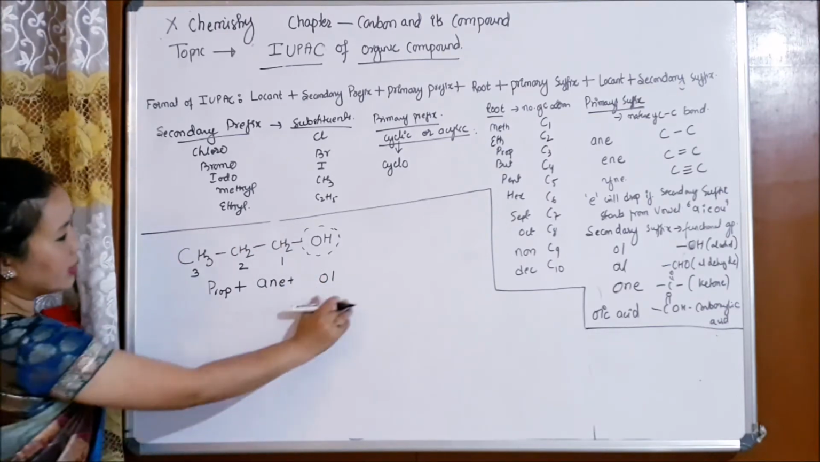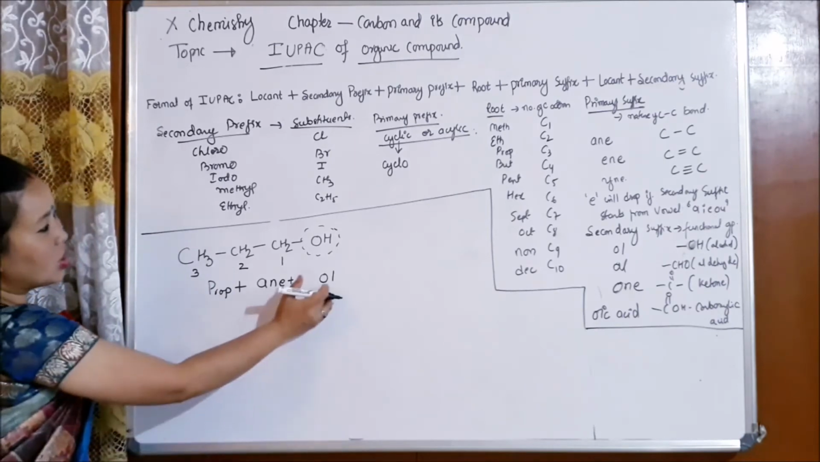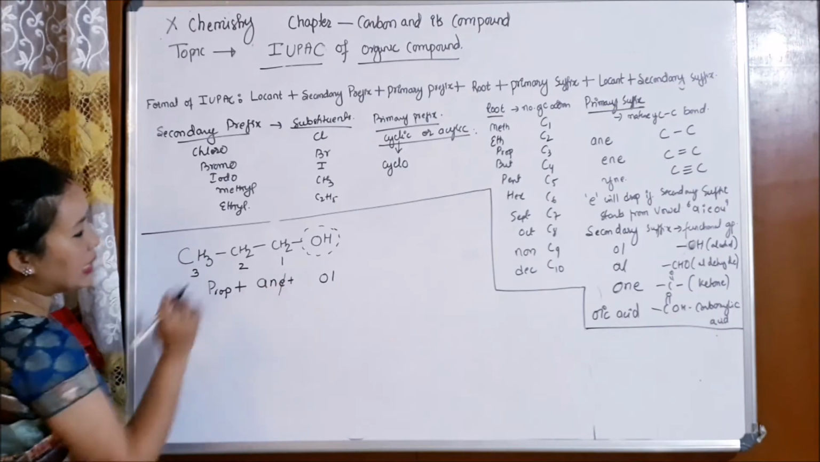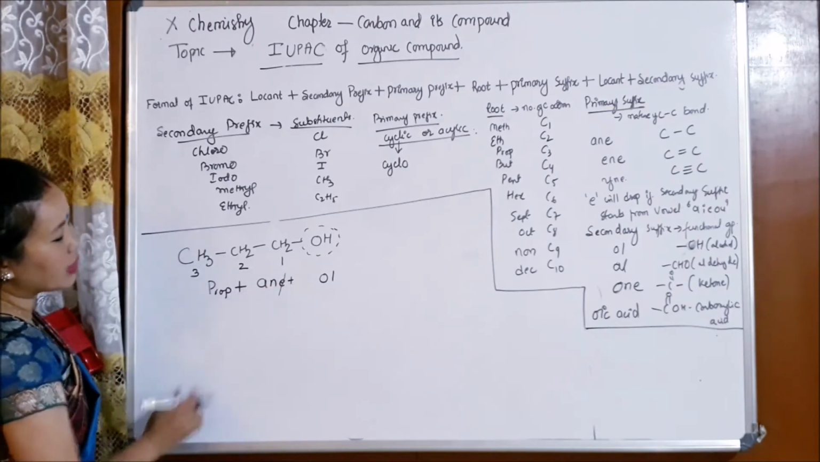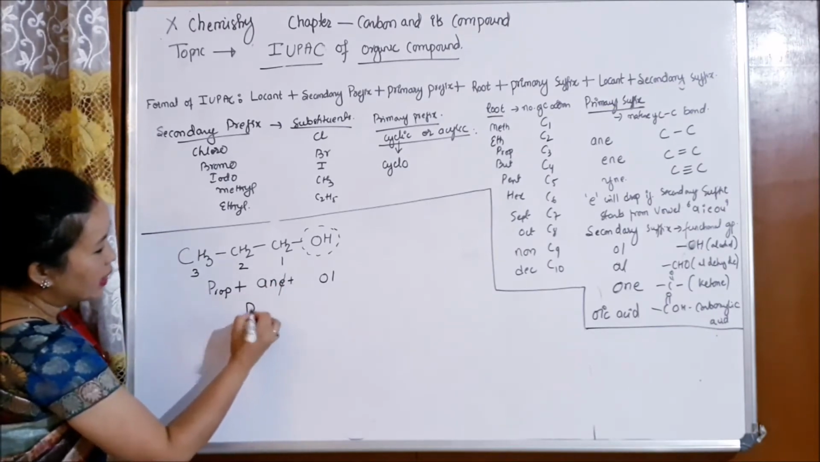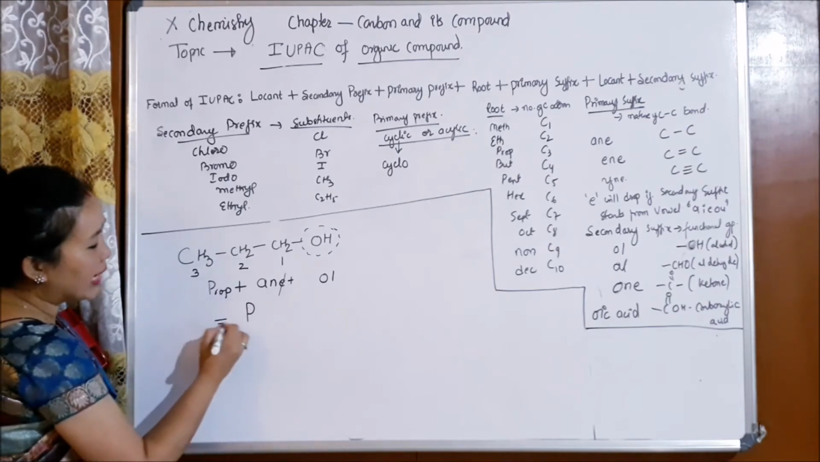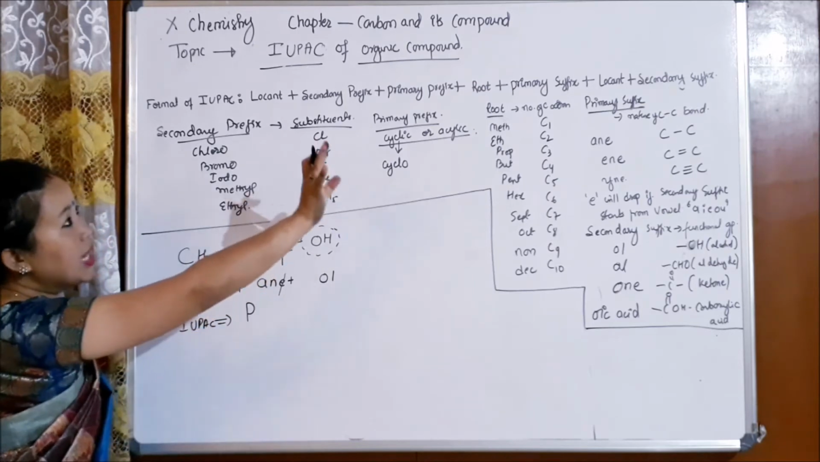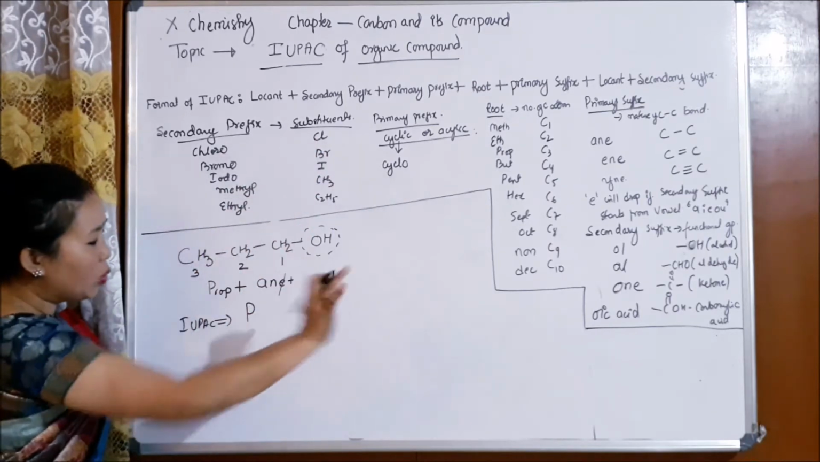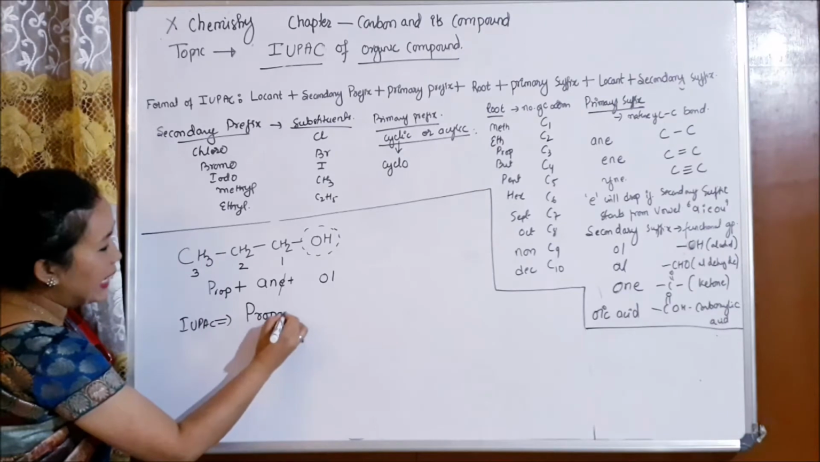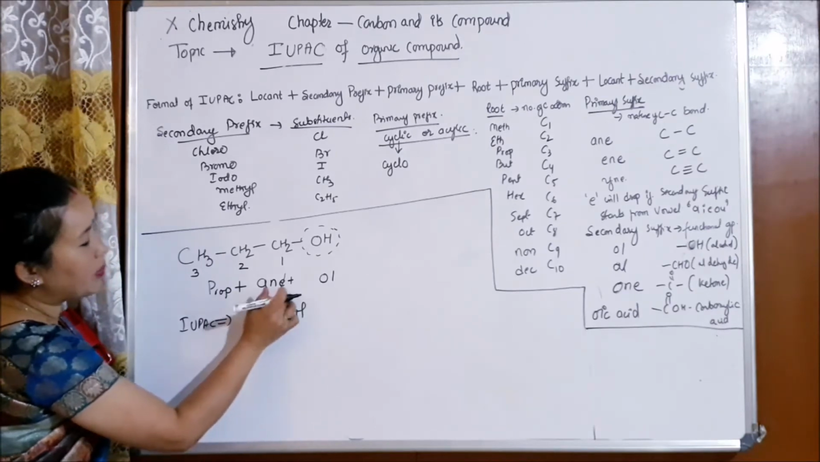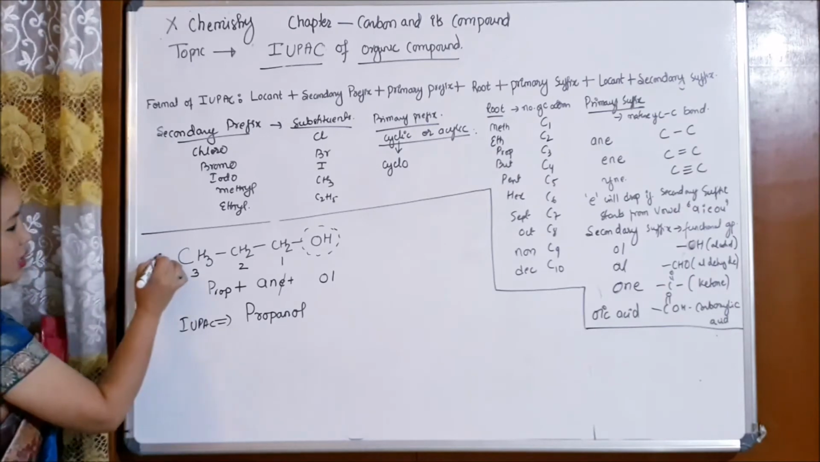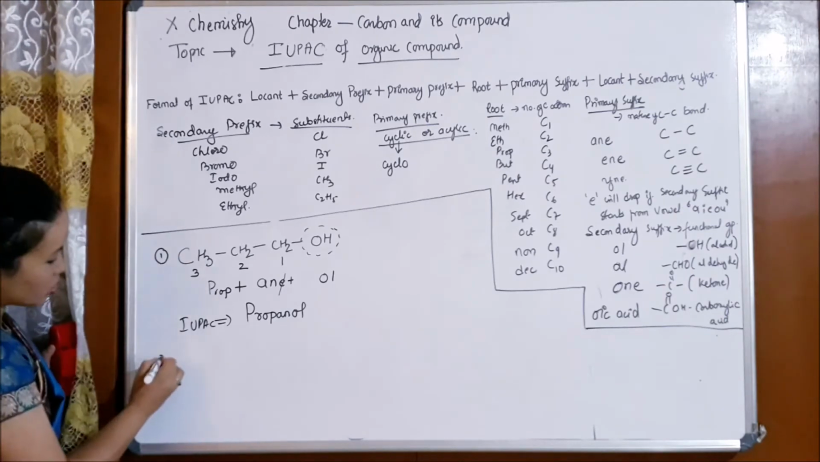Now this is your O, which is a vowel, isn't it? So that means you need to drop the E from your primary suffix. So what would be the name then? Whenever you are writing an IUPAC name, there will be no gap between your prefix, root, primary suffix, anything. So prop, then an, then ol. The E is dropped because the secondary suffix starts with a vowel. So this is one question. Next question.